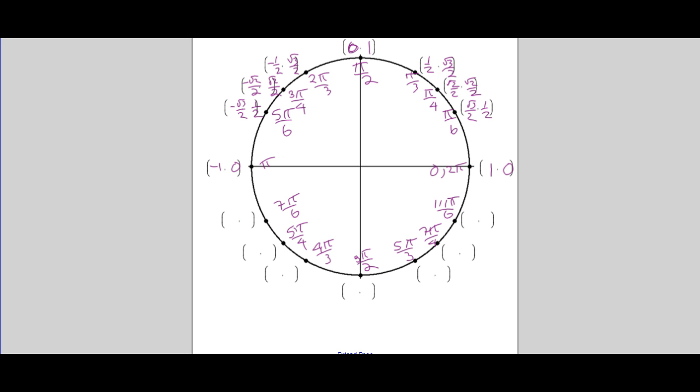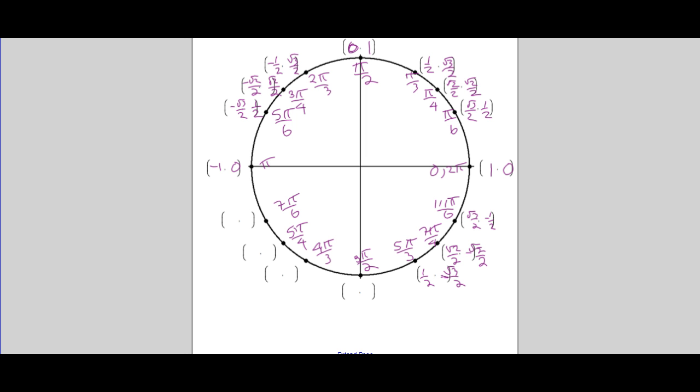If I reflect quadrant 1 into quadrant 4, what happens? Y becomes negative y, right? So this point is going to reflect down to here. It'll be positive root 3 over 2, but negative 1/2. Then positive root 2 over 2 and negative root 2 over 2. And this point will be positive 1/2 and negative root 3 over 2.